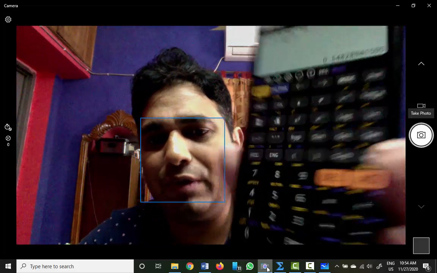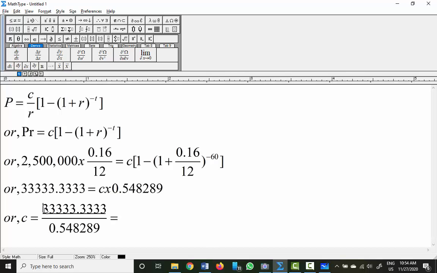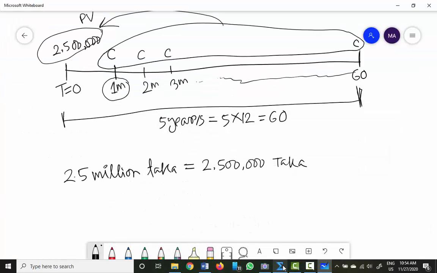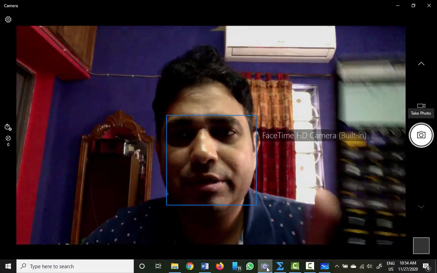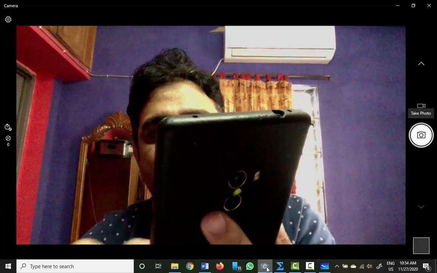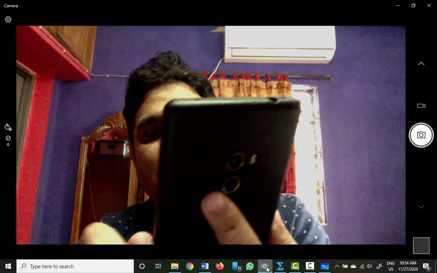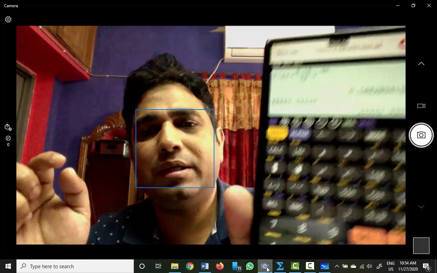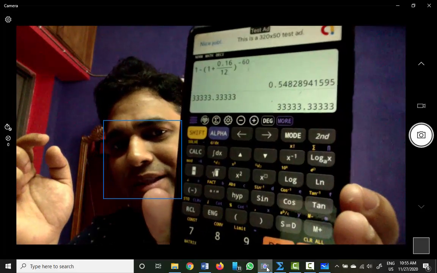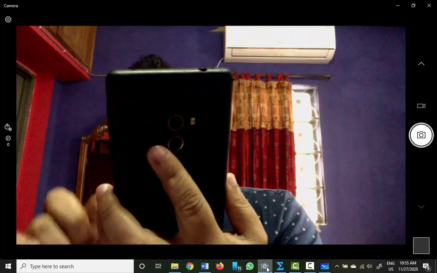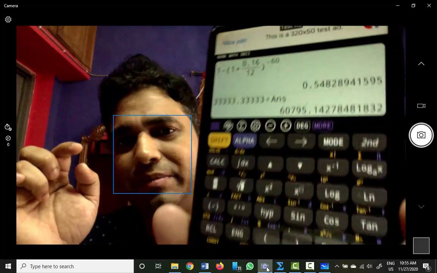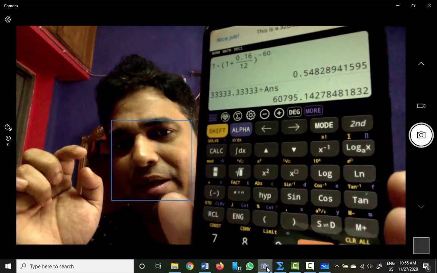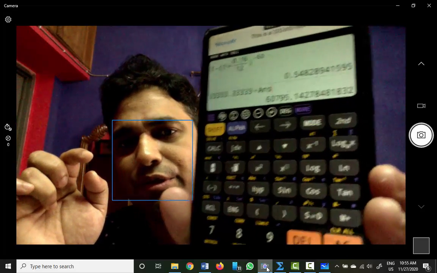What I will do, I will just type this one in my calculator. So first of all, I will type that one in my calculator. So let me type 33333.33333, right? Like that way I will type it, and then divided by the answer button. So if you press divided by answer button, you should get the answer.